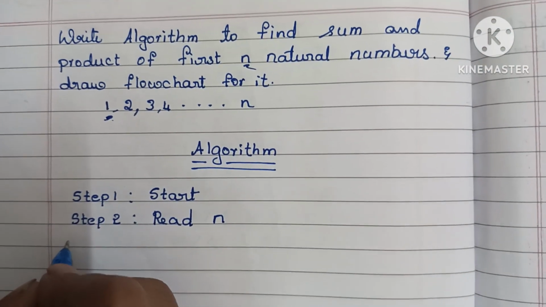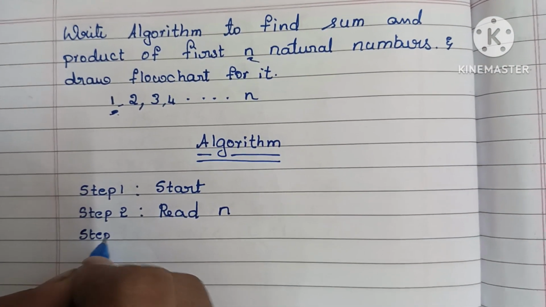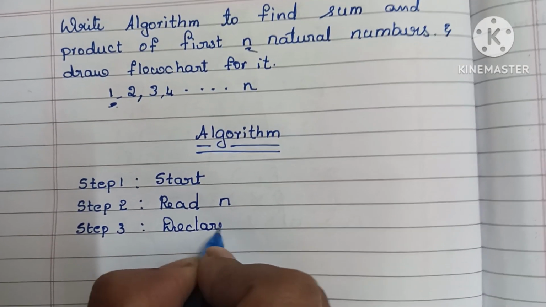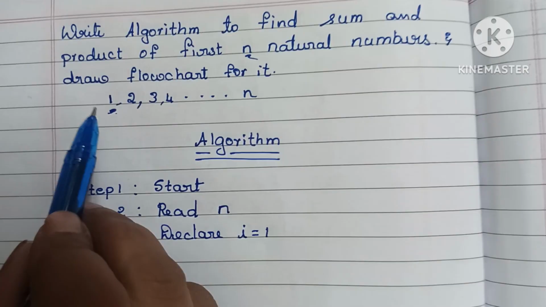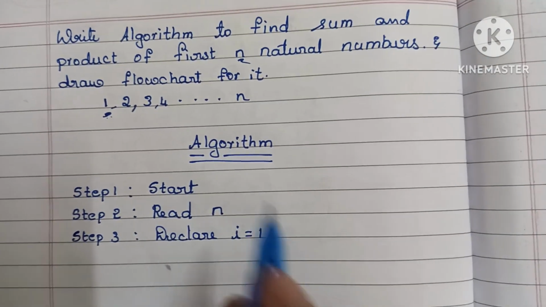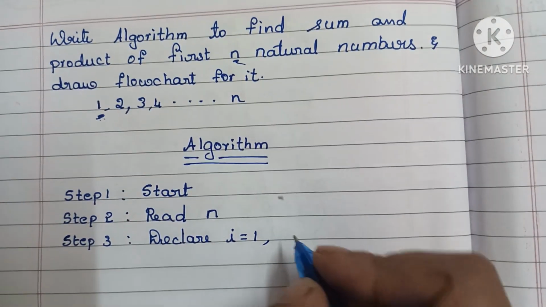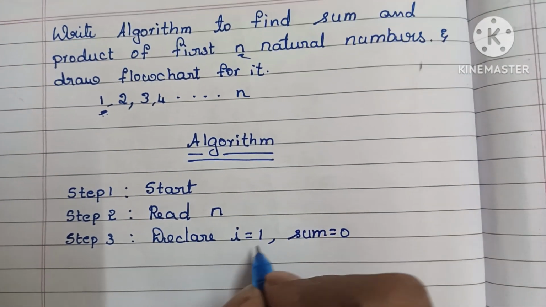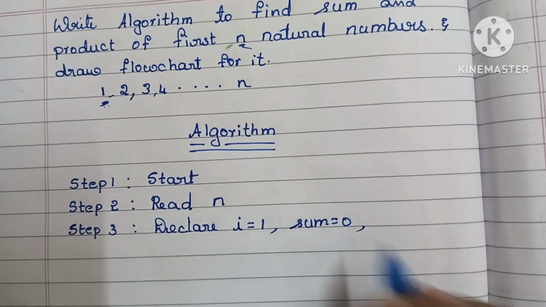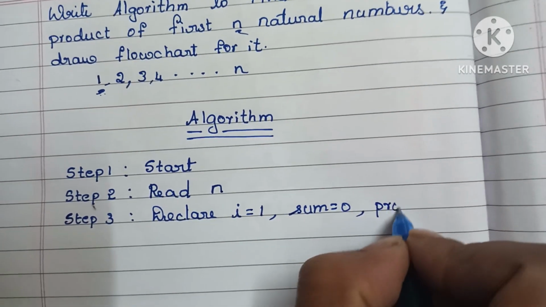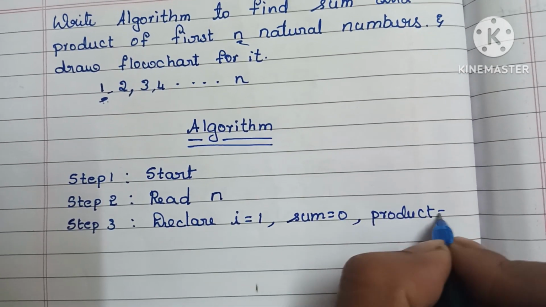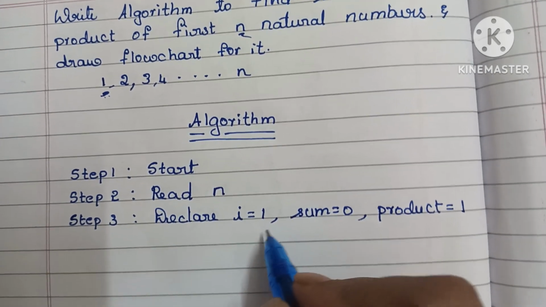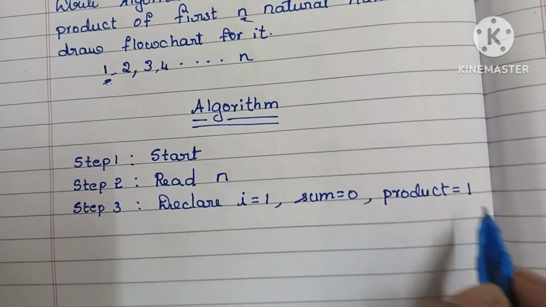Step 3. In step 3, we have to declare I is equal to 1. That is the initial number. I is equal to 1 and sum is equal to 0. Next, product is equal to 1. So in step 3, we declare I is equal to 1, sum is equal to 0, product is equal to 1.